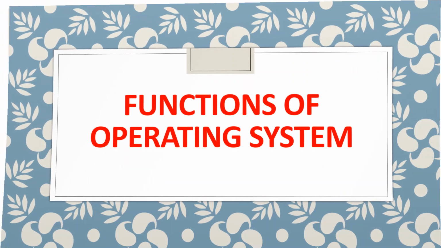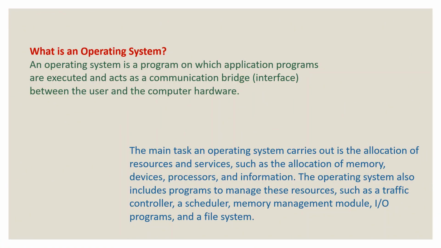Now, here it says what is an operating system. So, an operating system is a program on which application programs are executed and it acts as the interface between user and computer hardware. We are continuously repeating this definition, like it is an interface between user and computer hardware, and it is a program on which the application programs are executed. Now the main task an operating system carries out is what?